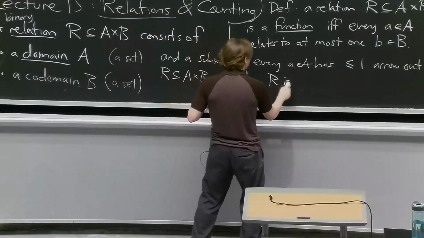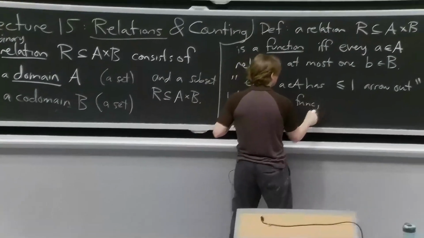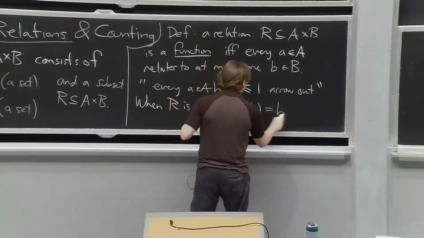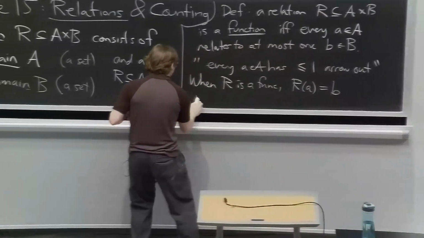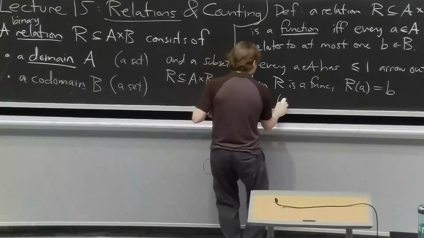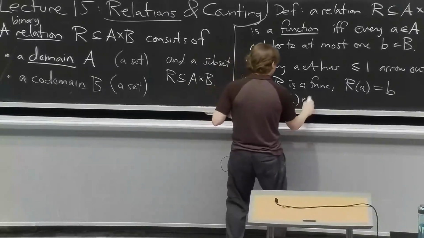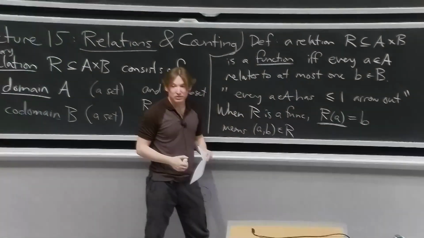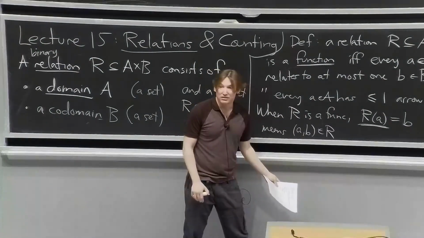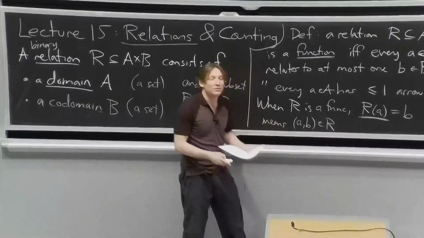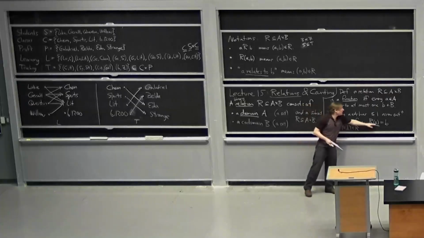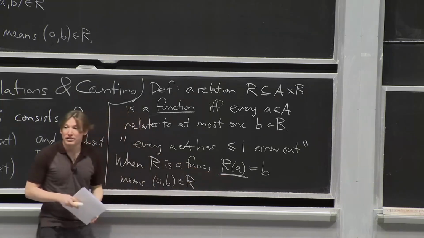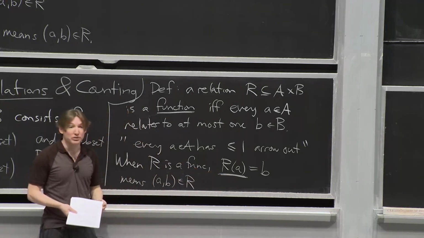When R is a function, we'll write R of A equals B to mean that A, B is in the relation. And so R of A is the element that A points to if it exists. R of A might be undefined if the function doesn't have any arrow out at this point. But if there's only one, we can just call it R of A. This is the usual function notation that we're used to.